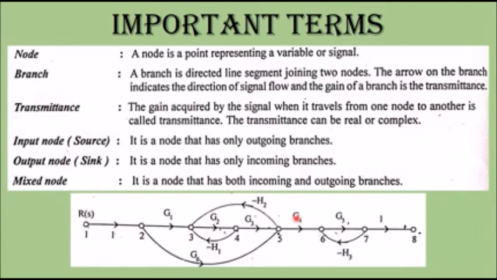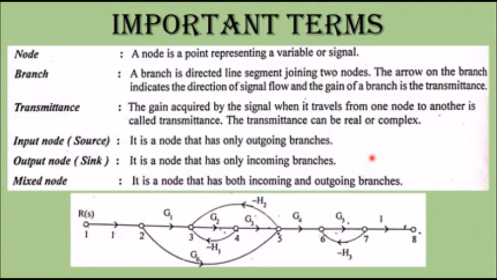Then we need to study the input node and output node. As I told earlier, R of S is the input node and C of S is the output node. The input node is called a source because the signal starts from here, and the output node is called a sink because the signal is dumped there, right? So how to distinguish which one is the input node? The input node is such a node where we do not have any incoming branch. Can you see? In R of S we have only an outgoing branch, there is no incoming branch.